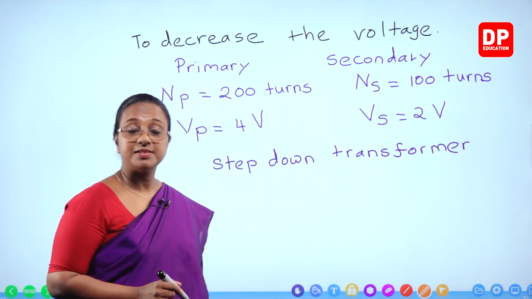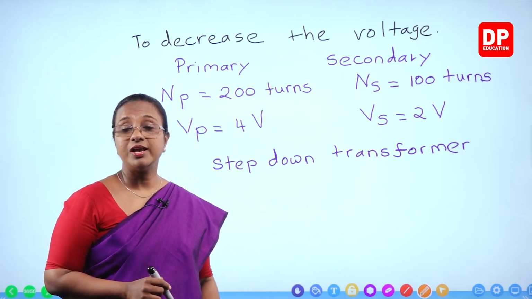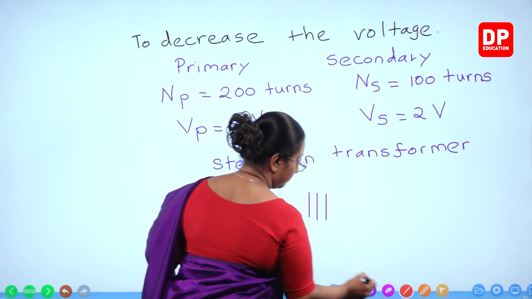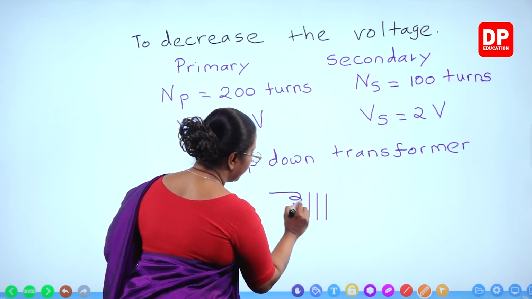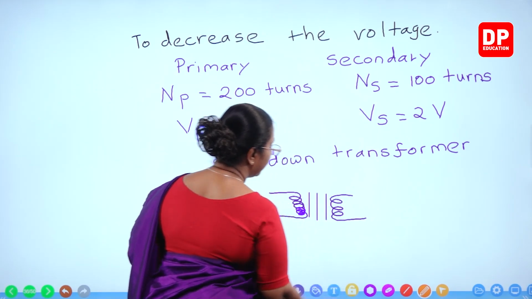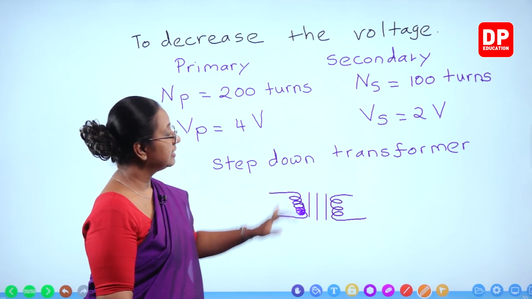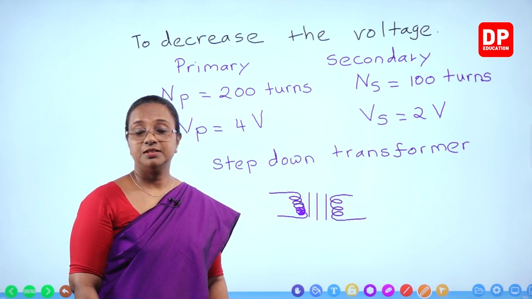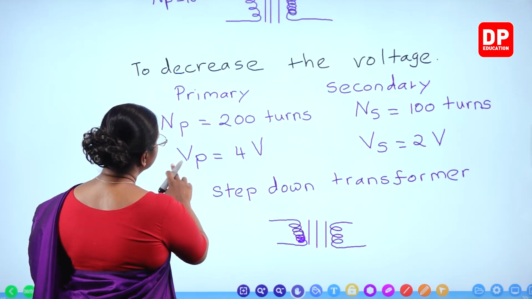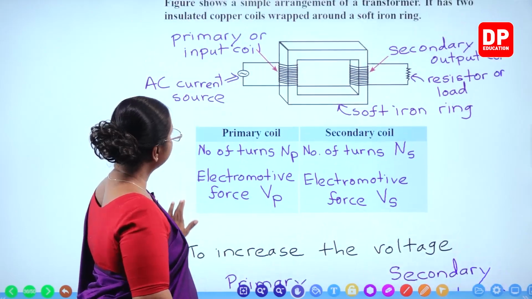So how do we represent a step-down transformer? Primary coil has more turns, secondary coil has less turns. You need to show the soft iron wires, then the primary coil with more turns and the secondary coil with less turns. So you can see that. That is a step-down transformer. Is that clear, students?